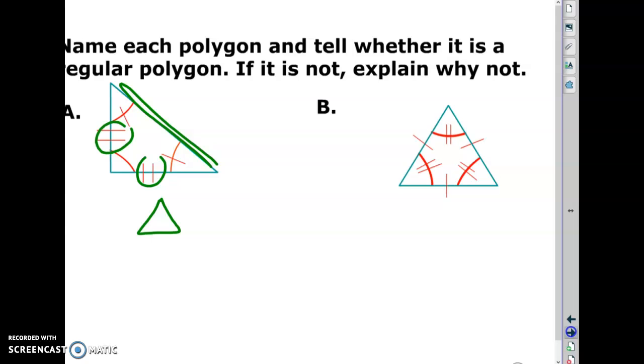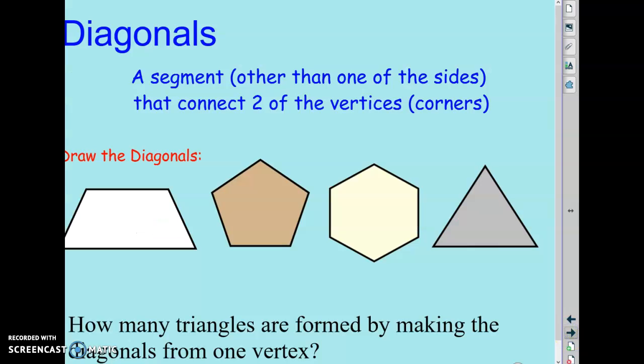Letter B, we have a triangle. If I look at my angle measurements, all angles are the same. If I look at the lengths of my sides, all my sides have one tick mark. So yes, that would be a regular triangle.